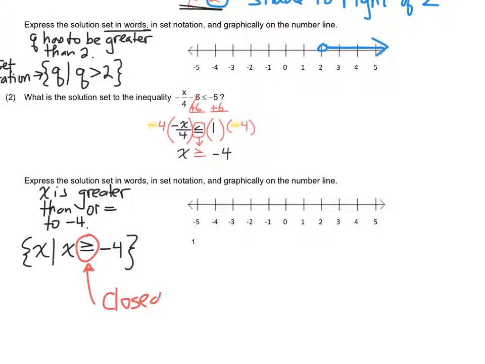So we're going to put a closed circle at -4. And I'm going to shade to the right.